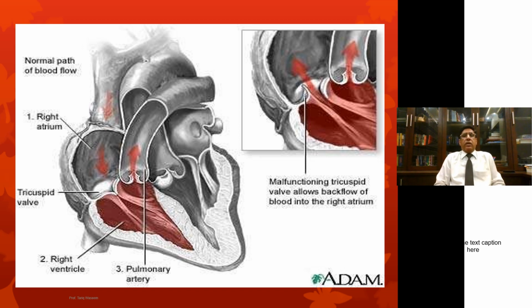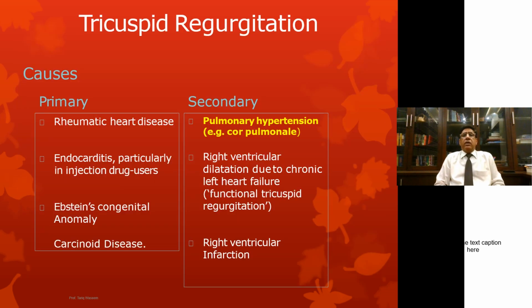This is again a representation of tricuspid pathology. Like on the left side in the larger cartoon or diagram, what you see is that during systole, the tricuspid valve is closed and blood is flowing from the right ventricle to the pulmonary artery. But if you see the inset on the upper right corner of your slide, during systole, part of the blood is flowing towards the pulmonary artery where it has to go, but the majority of the blood is flowing back to the right atrium.